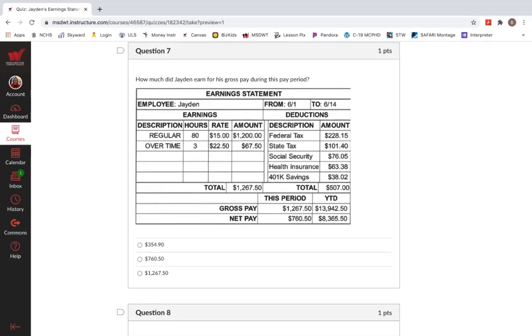Question 7. How much did Jayden earn for his gross pay during this pay period? So, this pay period, how much was his gross pay? Not year to date. We're talking about this pay period. $354.90, $760.50, or $1,267.50. How much was his gross pay for this pay period?